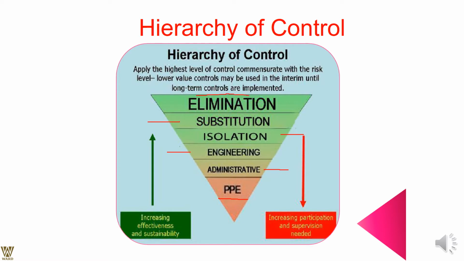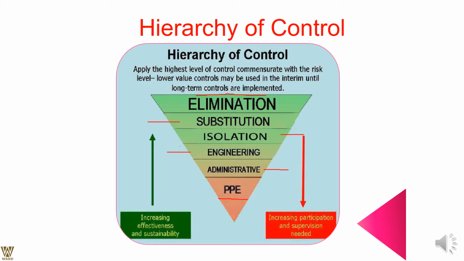Now remember, this is the control tool that needs to be commensurate with the risk level. Lower value controls can be used as interim methods, and the longer term controls have to be implemented. An increased level of effectiveness is what we are looking at. We are all looking towards the green line, the elimination part of it. It is all about participation.